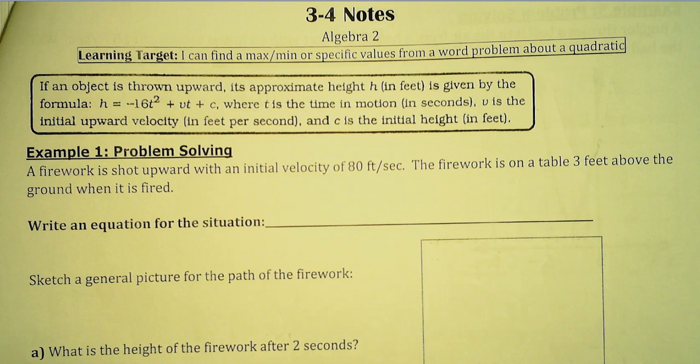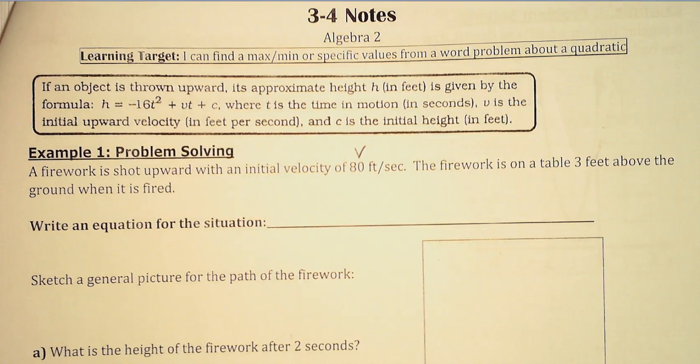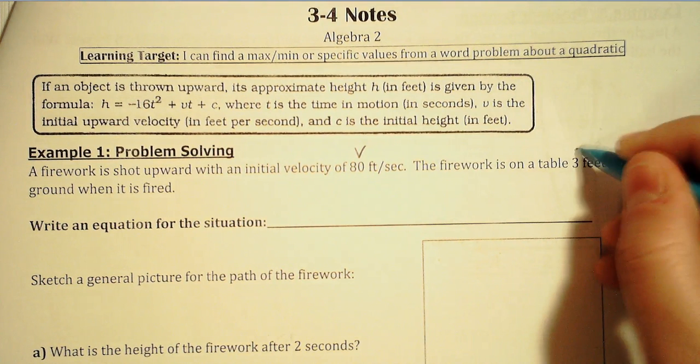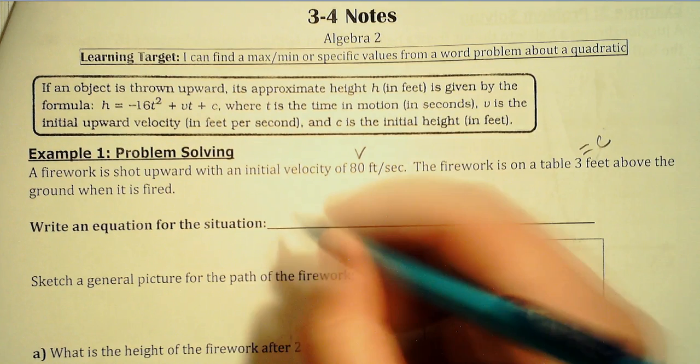So here's our first example. It says a firework is shot upward with an initial velocity, so that is v, of 80 feet per second. The firework is on a table 3 feet above the ground when it's fired. So it's not directly on the ground, so it has an initial height of 3, and we're just going to write an equation here. So I'm just going to substitute some numbers in.